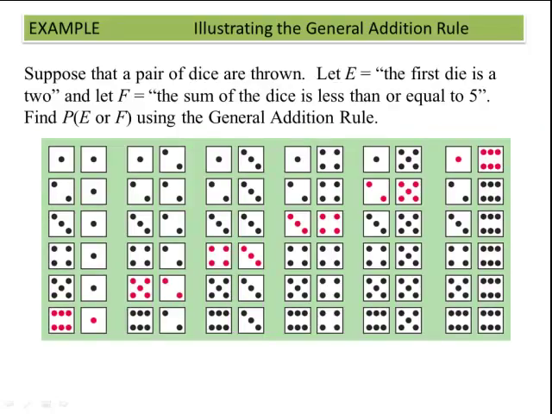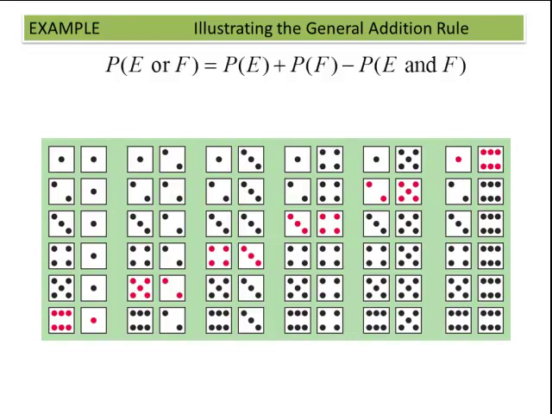Let's look at an example. Suppose a pair of dice are thrown. Let E equal the first die is a 2, and F, the sum of the dice, is less than or equal to 5. Find the probability of E or F using the general addition rule. Okay, to find the probability of event E or F using the formula, we're going to say that's equal to the probability of E plus the probability of F minus the probability of E and F happening at the same time. And we're going to let event E be the color blue.